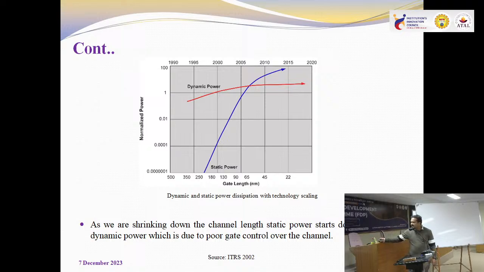What is happening over here is the static power dissipation is starting to dominate over dynamic power dissipation. As you can see, up to this channel length, the dynamic power was higher. Now here, the static power dissipation has started dominating over the dynamic power dissipation. So this is what I have written: as we are shrinking down the channel length, static power dissipation starts dominating over the dynamic power, which is basically due to poor control of the gate over the channel.